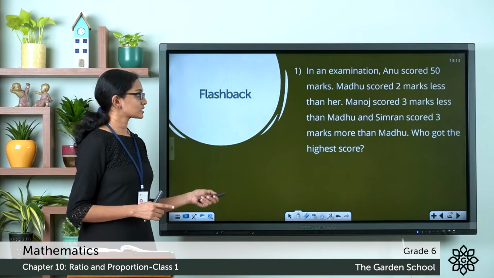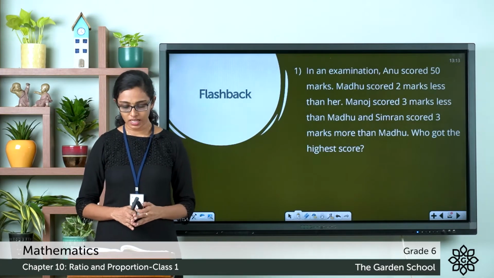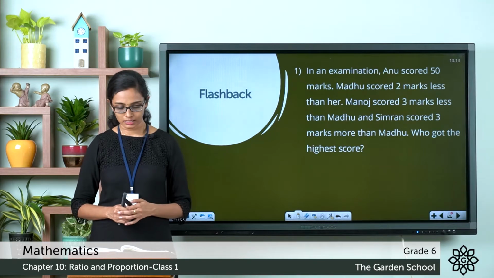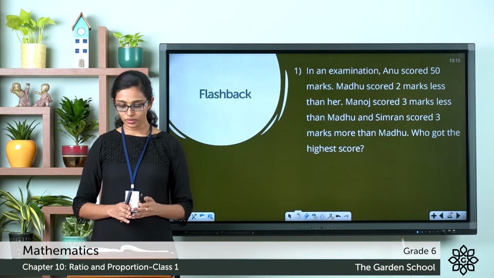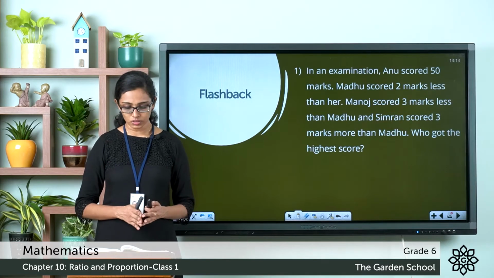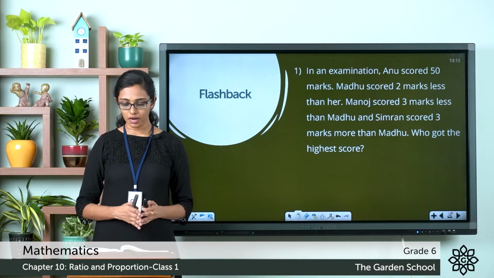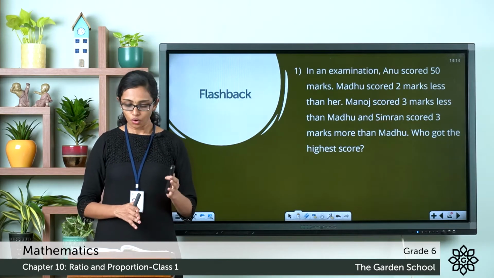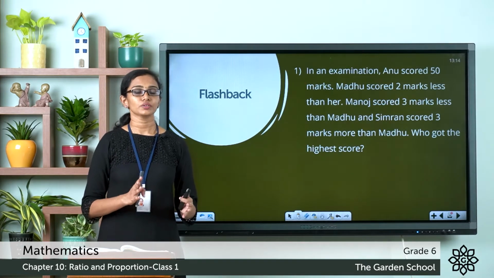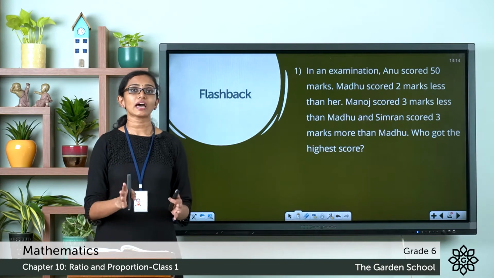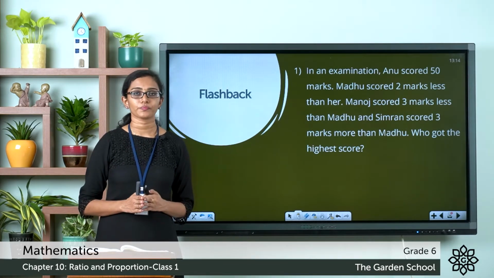So the first question says, in an examination, Anu scored 50 marks. Madhu scored 2 marks less than her. Manoj scored 3 marks less than Madhu. And Simran scored 3 marks more than Madhu. Who got the highest score? So when you look at the question, you can see everyone's score has a relation to Anu's score.